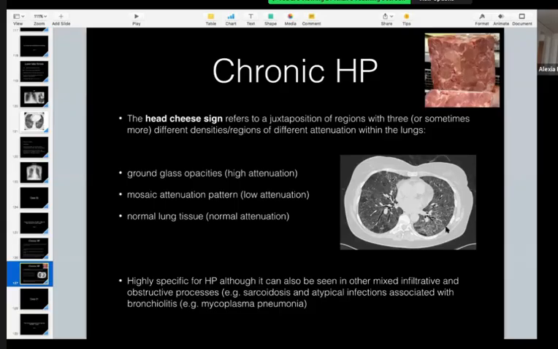This pattern can be seen in other infiltrative and obstructive processes. There is some mention in the literature of this pattern being seen in sarcoidosis, but sarcoids can look like anything really. And also atypical infections associated with bronchiolitis, like mycoplasma pneumonia, for example. Okay, great.